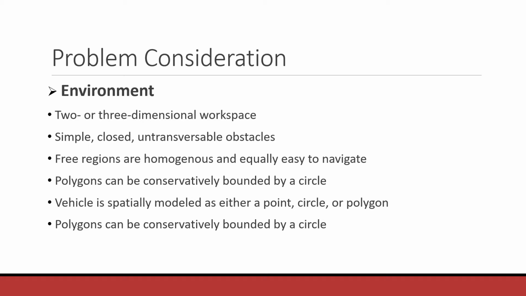An example of classification of objects in an urban environment is available. The vehicle is typically modeled as either a point, a circle, or a polygon in virtually all approaches. Polygons can be conservatively bounded by a circle, so polygonal vehicle shapes are generally only used for tight maneuvering around closely packed obstacles, where an enclosing circle would exclude marginally viable trajectories.